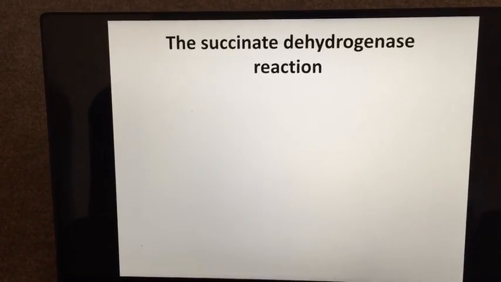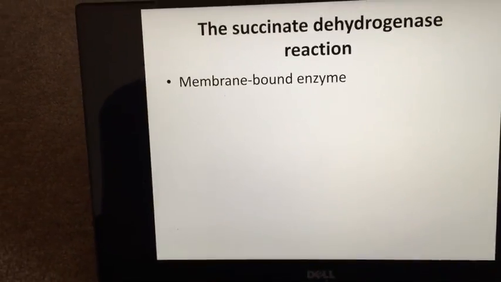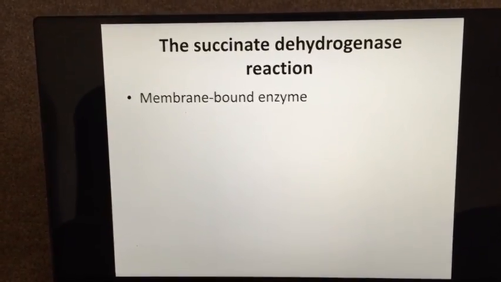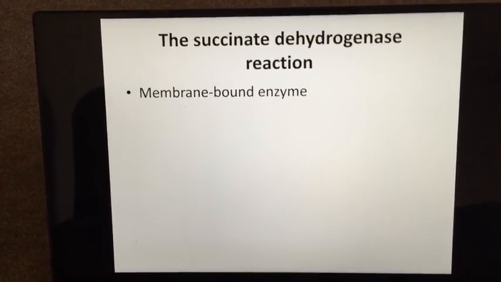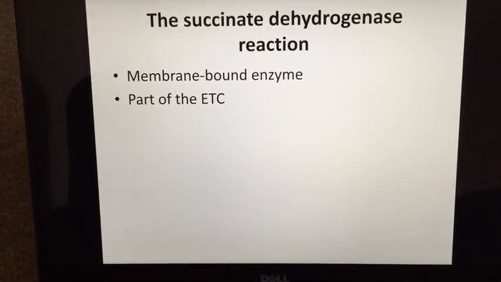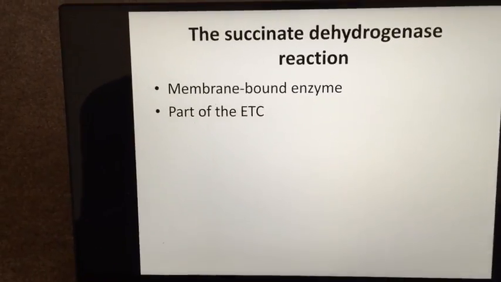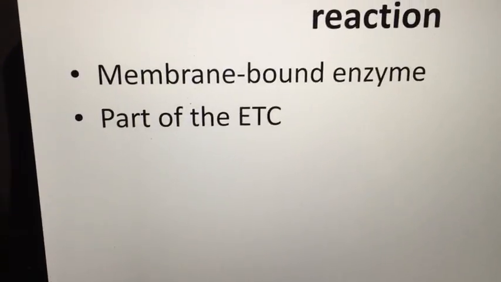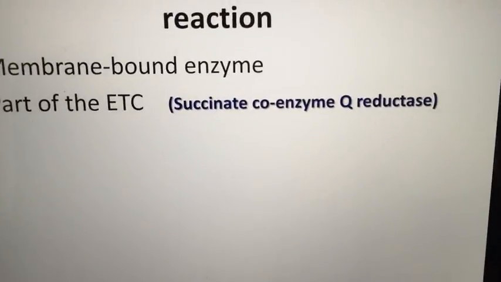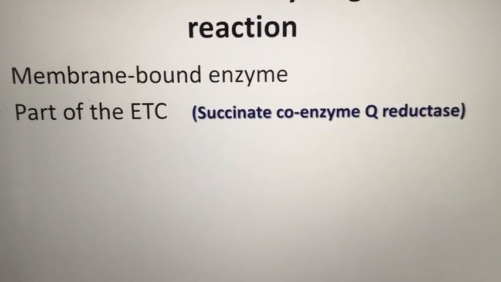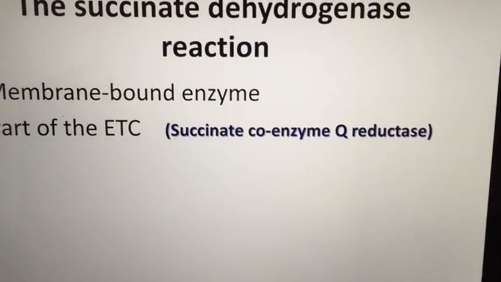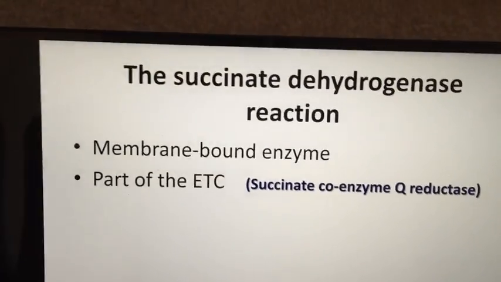Next reaction, succinate dehydrogenase reaction. Now, succinate dehydrogenase is the only enzyme in the citric acid cycle that is not a soluble enzyme. It is in fact a membrane-bound enzyme, and interestingly enough, also has a completely other function. Well, it is related, but it forms a very big role in the electron transport chain as well, where it's got a different name, succinate coenzyme Q reductase, as we will see.